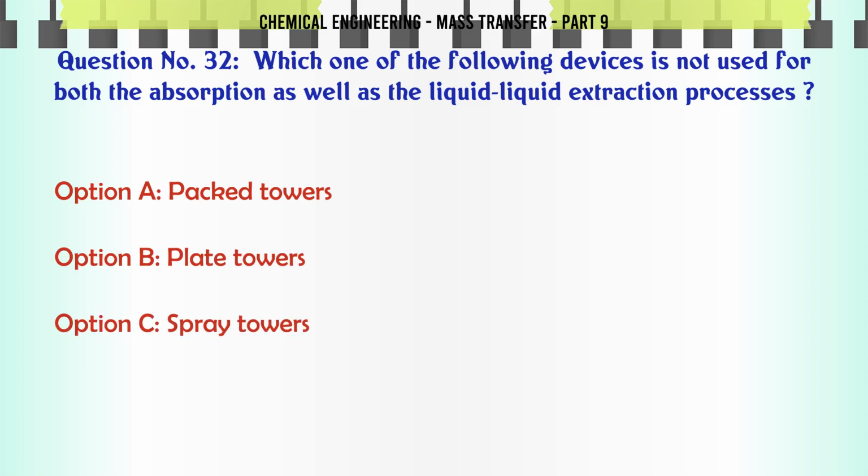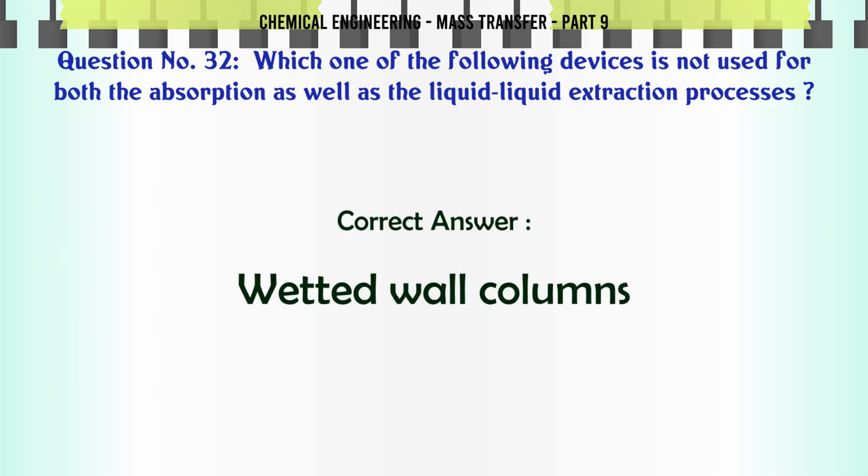Which one of the following devices is not used for both the absorption as well as the liquid-liquid extraction processes? A. Packed towers, B. Plate towers, C. Spray towers, D. Wetted wall columns. The correct answer is wetted wall columns.